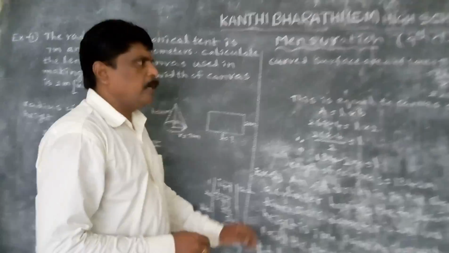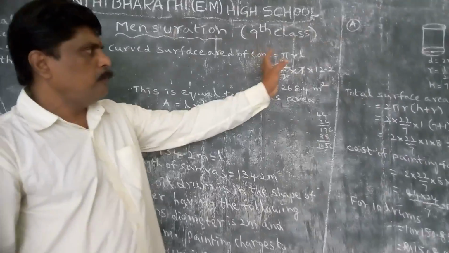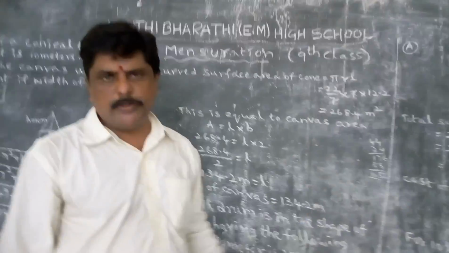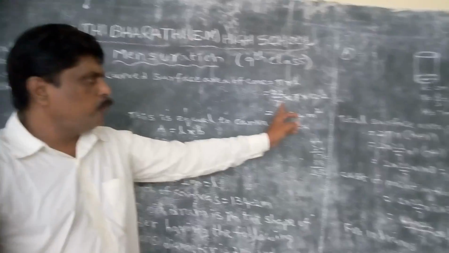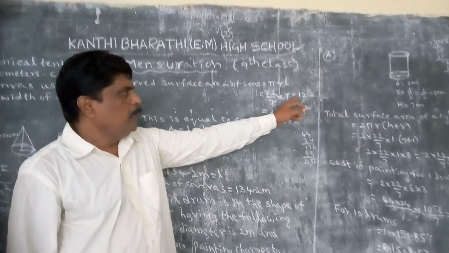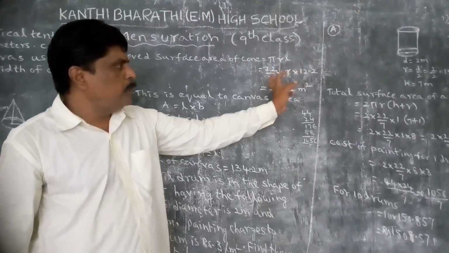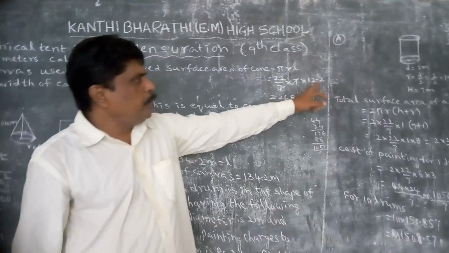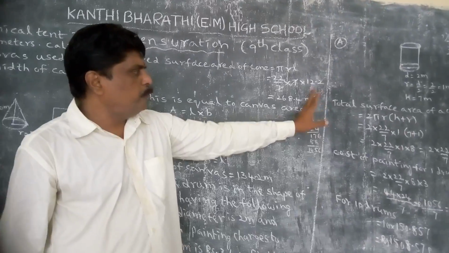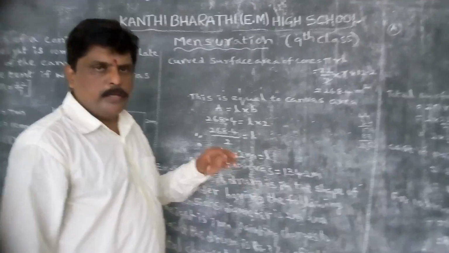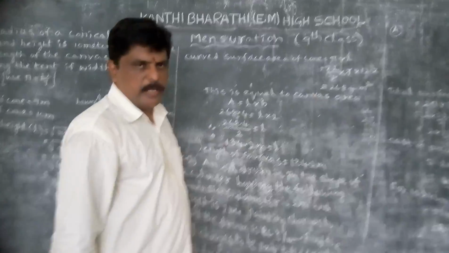First of all, you have to find the curved surface area of a cone. What is the curved surface area of a cone? Pi r l. The value of pi is 22/7, the radius is 7, and l is 12.2. Here 7 and 7 are cancelled. 22 into 12.2 is 268.4 meters square. So you find the surface area of the cone.